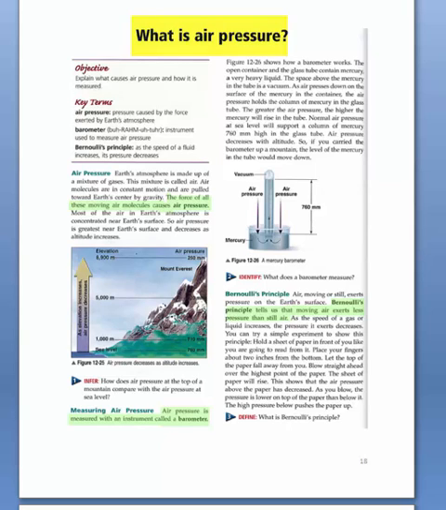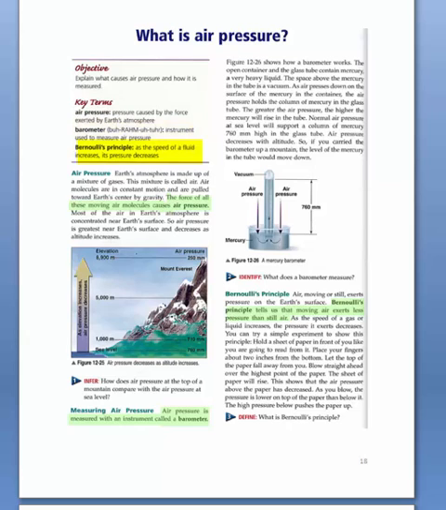What is air pressure? Objective: Explain what causes air pressure and how it is measured. Key terms. Air pressure: pressure caused by the force exerted by Earth's atmosphere. Barometer: instrument used to measure air pressure.